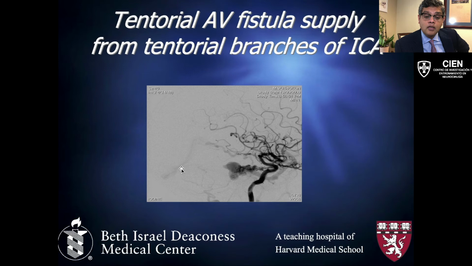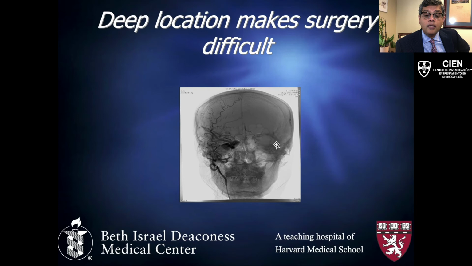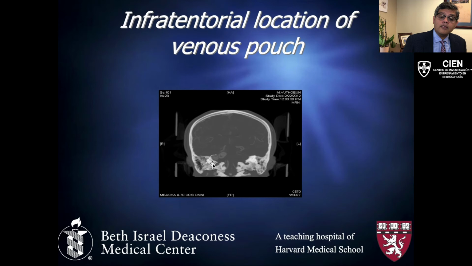It also had, interestingly, supply from the middle meningeal artery. You can see the middle meningeal artery supply. So my first thought was, why not do surgery? But I think the deep location and this large venous pouch here, I thought surgery would be a little more challenging. So we actually did embolize it.